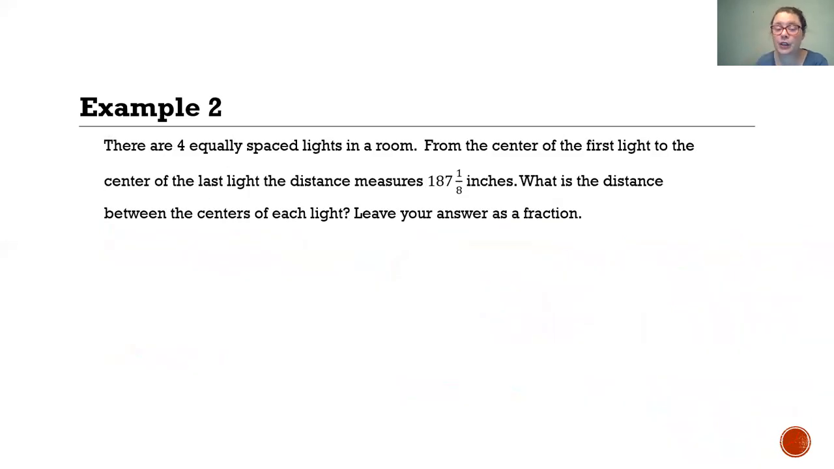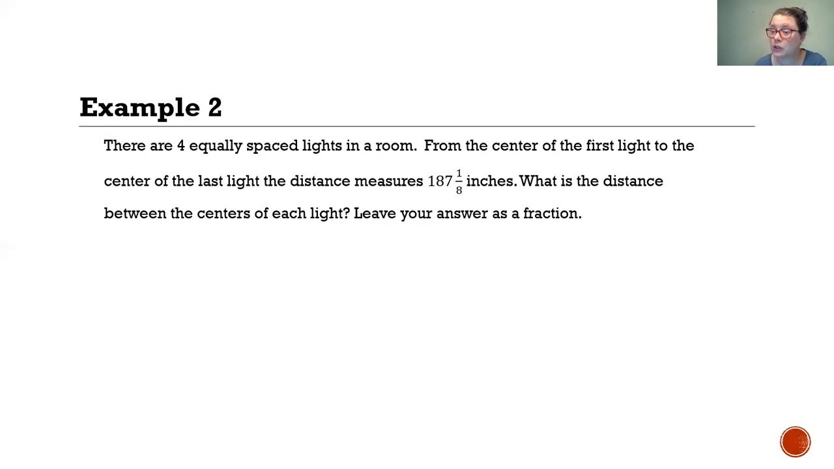Example 2. There are 4 equally spaced lights in a room. From the center of the first light to the center of the last light, the distance measures 187 1/8 inches. What's the distance between the centers of each light? Leave your answer as a fraction. I say leave your answer as a fraction because if I don't, sometimes people will give me decimals, and I want a fraction as our answer.